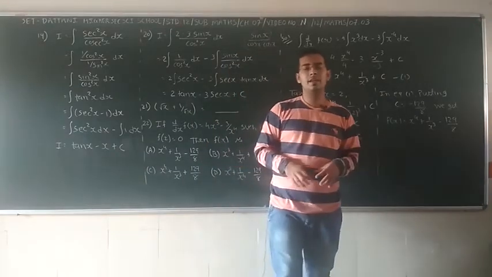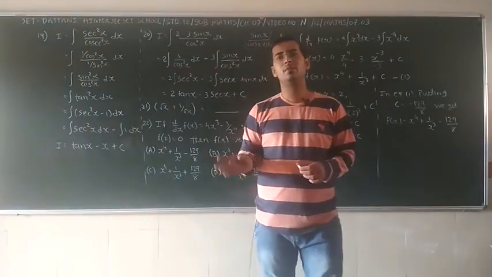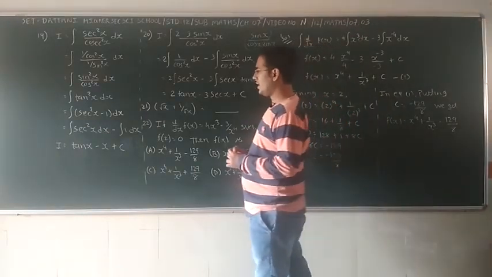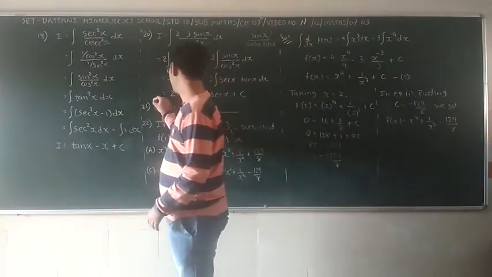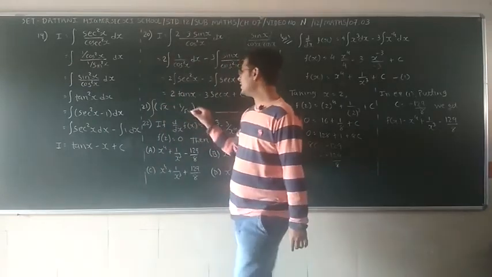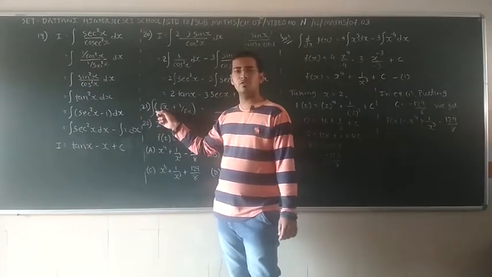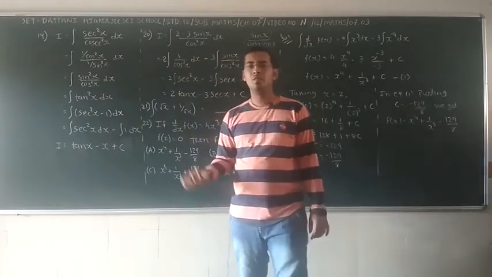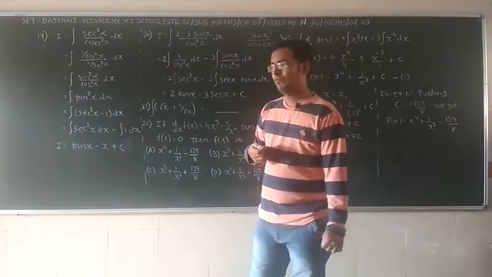Here exercise 7.1 is complete. Remaining 2 MCQs are there. The first one you have to write yourself, that is the integration of (root x plus 1 upon root x). So here what to do? x raised to 1 by 2 and that is x raised to minus 1 by 2. You have to apply these integration formulas.